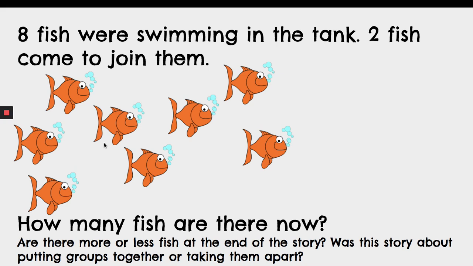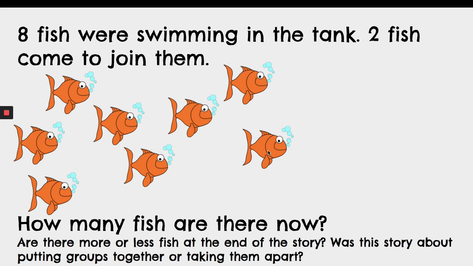So let's look. 8 fish were swimming in the tank. 2 fish come to join them. How many fish are there now? So we have 8 fish in the tank, right? Swim, swim, swim, swim. Let me see you pretend like you're swimming. Swim, swim, swim, swim, swim. 8 fish. So let's count them. 1, 2, 3, 4, 5, 6, 7, 8. So we have 8 fish in the tank right now.